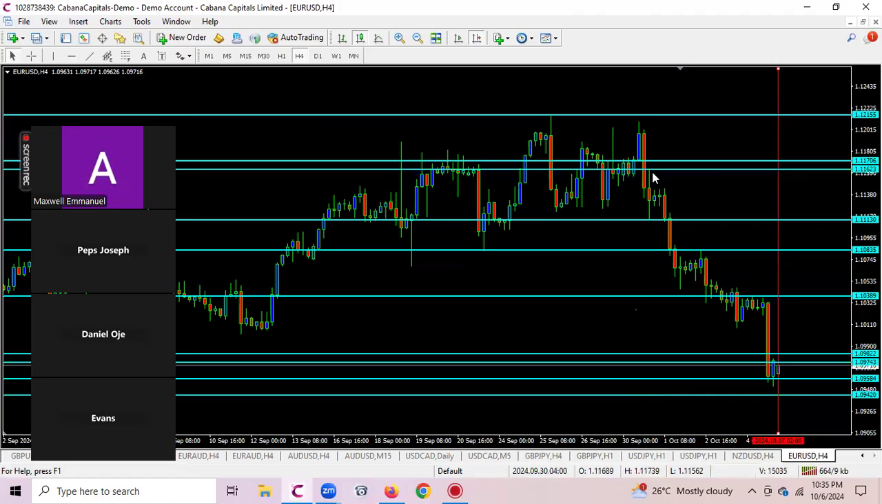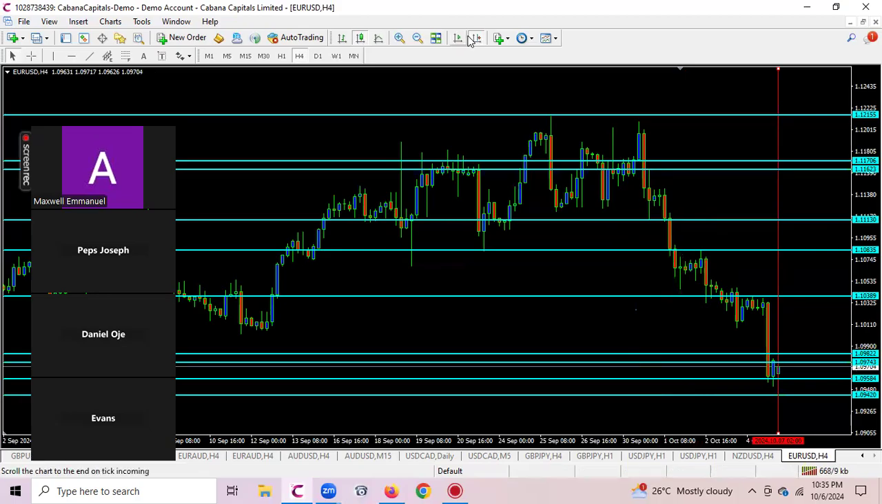So we had a fair value gap here. We had a fair value gap here. Now, the question is, which of these fair value gaps are you going to work with? You have a fair value gap here, you have a fair value gap here. There are several fair value gaps.